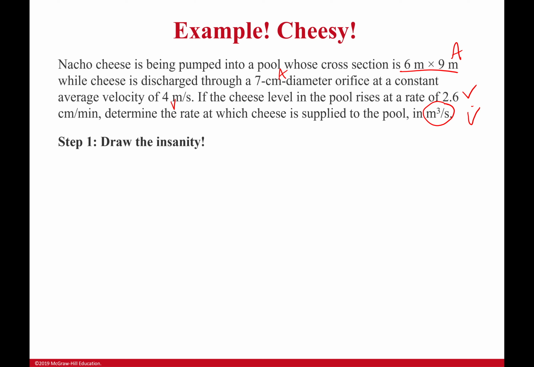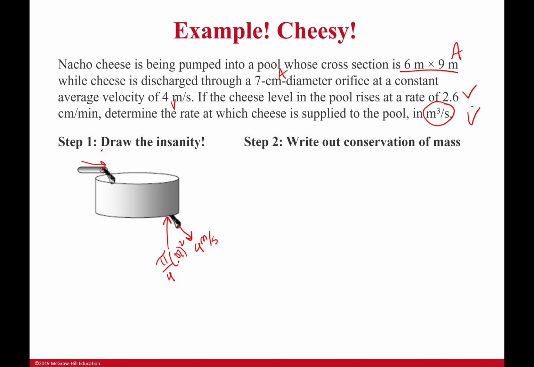So first off, let's draw the insanity. Now, what I have right here is cheese coming out right here. That's coming out at 4 meters per second. I have an area, which is going to be equal to pi over 4 times 0.07 squared. I have stuff coming in at that volume flow rate I'm going to try to find. That is not supposed to be a gamma. That's supposed to be a V. I'm doing my best, everybody.